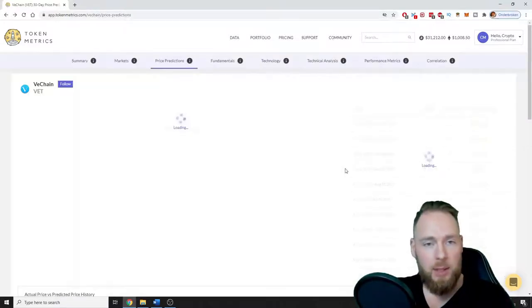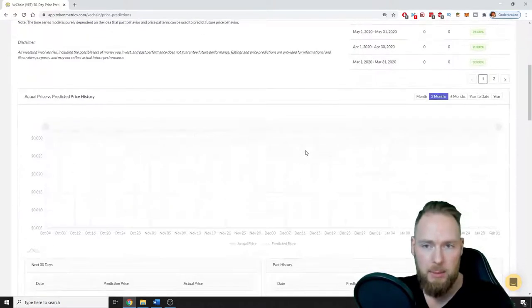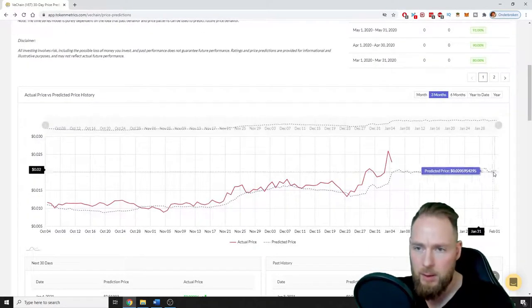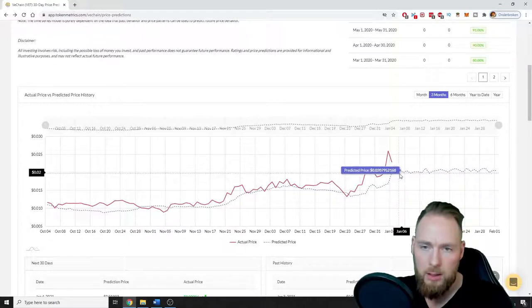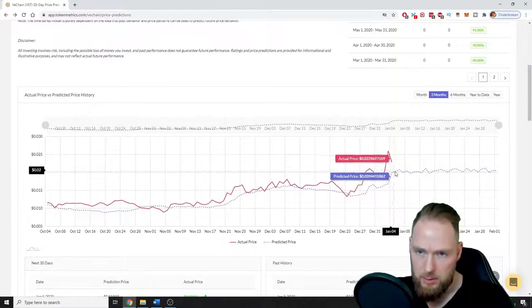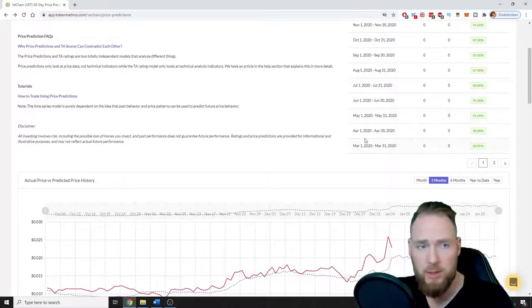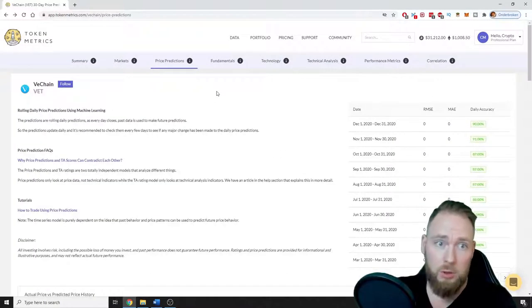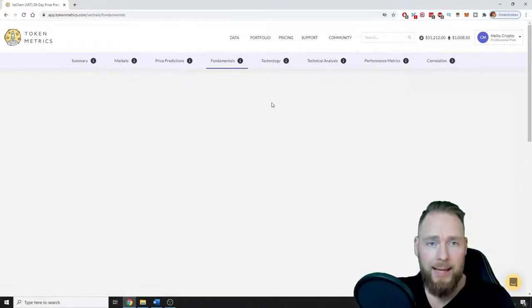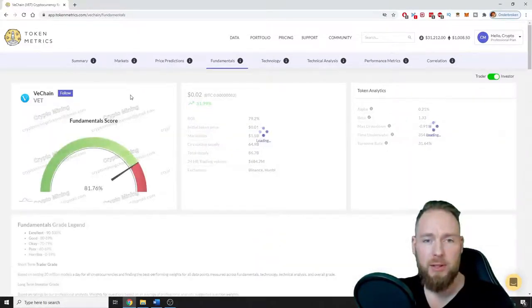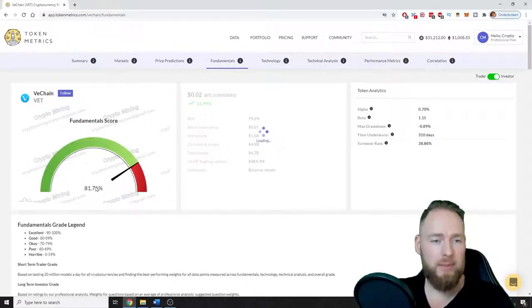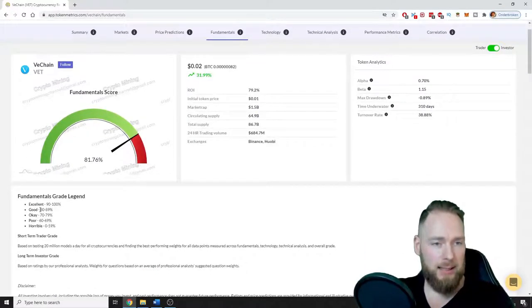So let's go back to the price prediction. The predicted price says okay, it's gonna drop a little bit more. We will see. 90% accuracy, sometimes 80%, which is good, I think. Then let's go to fundamentals. Fundamental score: 81.76%, and that is good.